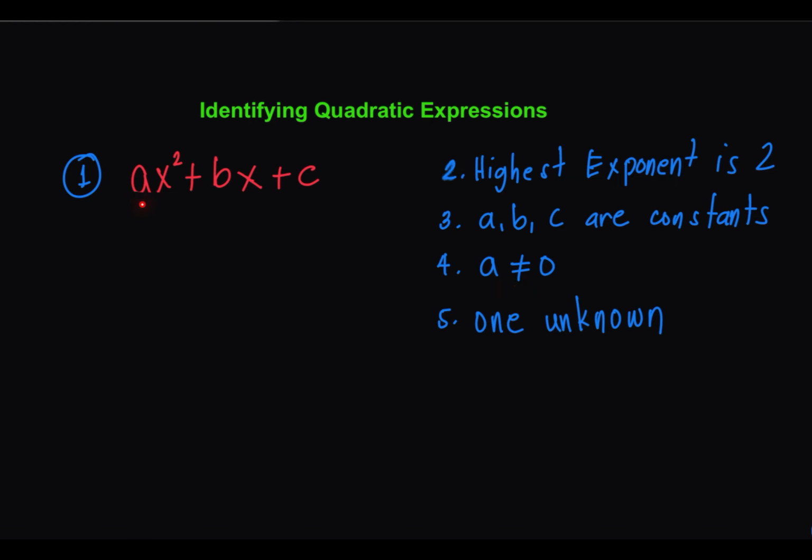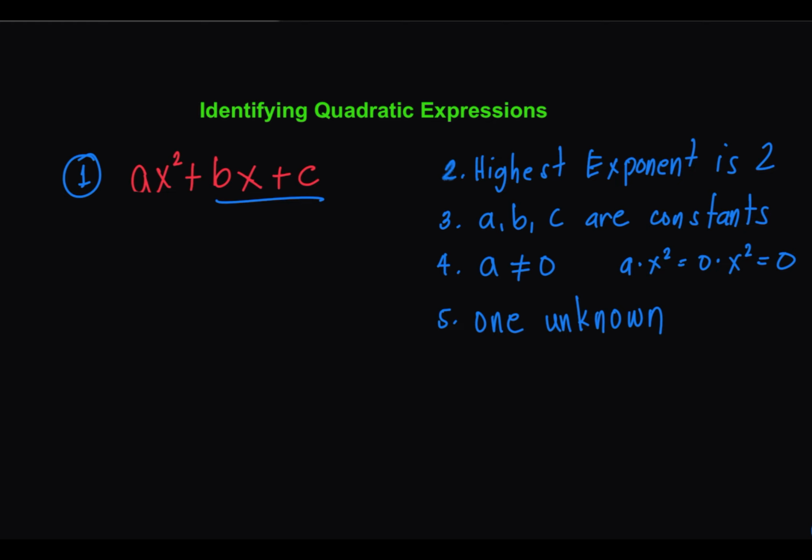Alright? And next, number 4, a should not equal to 0. So, itong a daw dito is hindi siya equal to 0. Kasi nga, pag equal to 0 yan, like for example, a times x squared with a is equal to 0, 0 times x squared, that will give us 0. At pag 0 yan, ito na lang yung matitira. At pag yan yung natira, hindi na siya quadratic expression. Linear na siya. Okay?